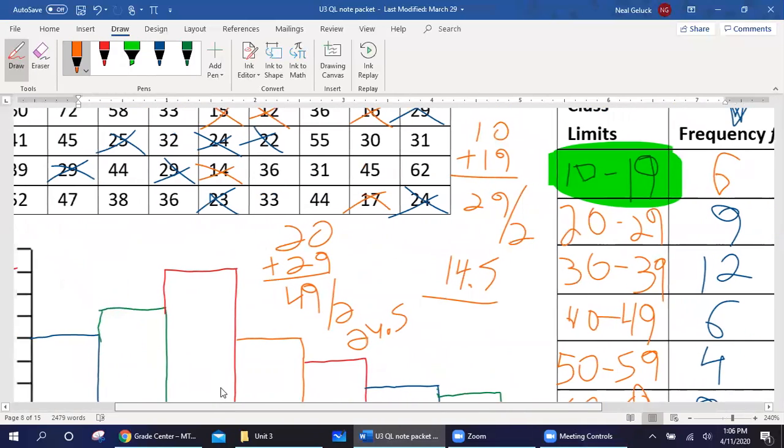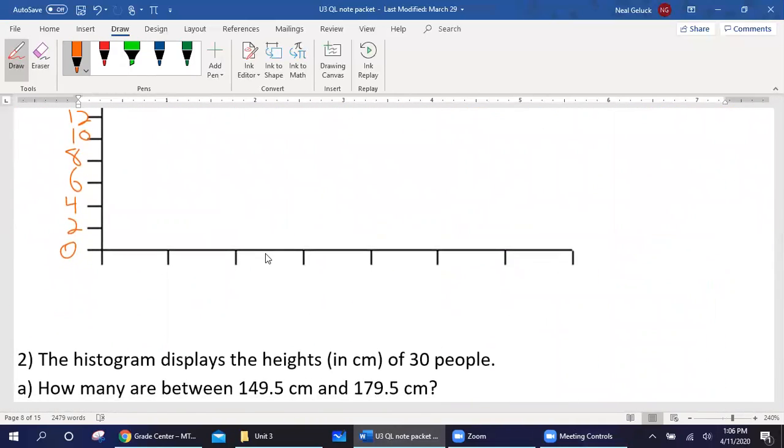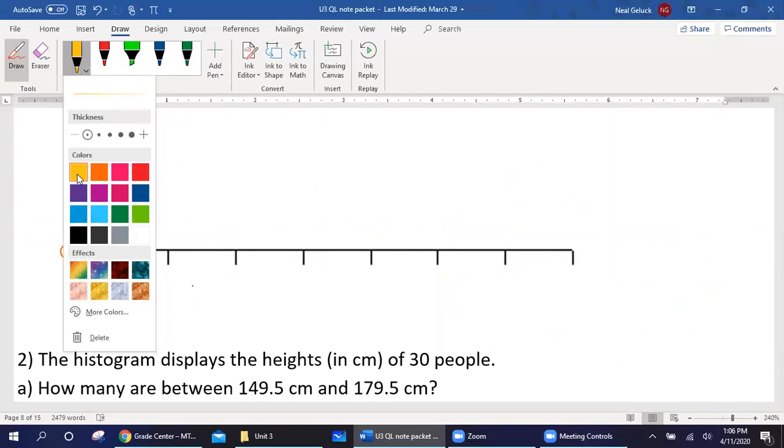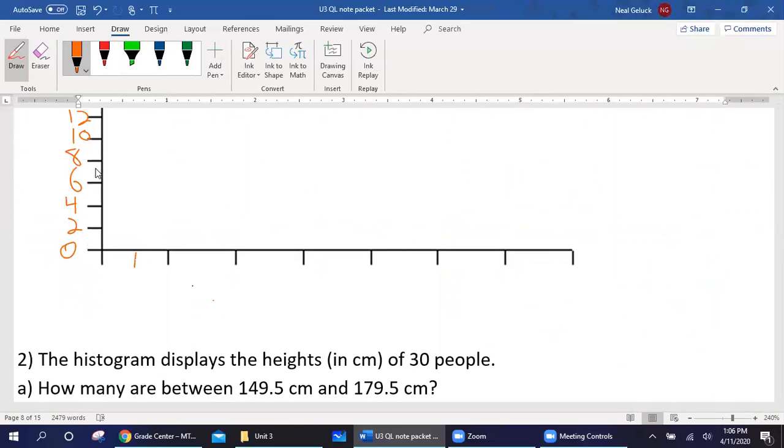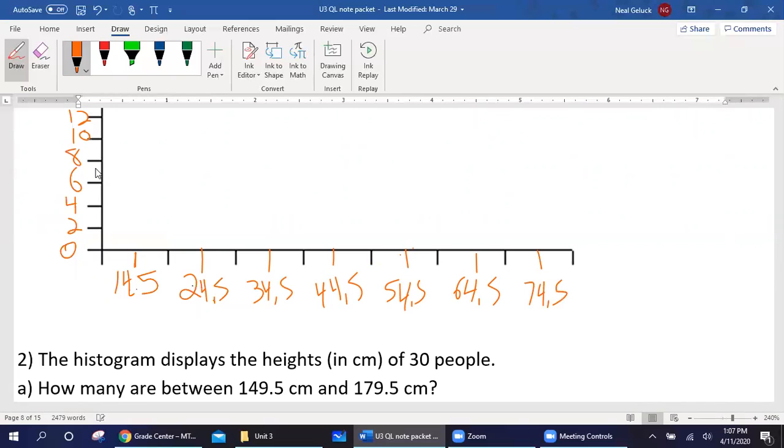So what does this mean? This means that for my frequency polygon, I'm going to go in the middle of each one of these lines and put my class midpoint. So 14.5, 24.5, so on and so forth. 34.5, 44.5, 54.5, 64.5, and 74.5. And now instead of doing bars, I'm just going to do dots above those for how big they were.